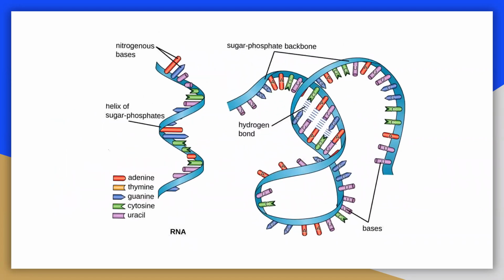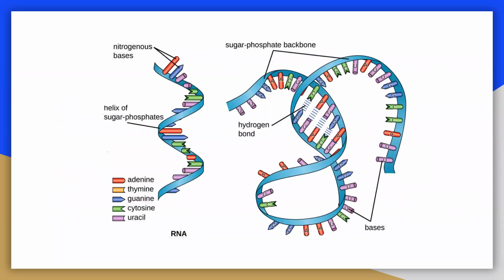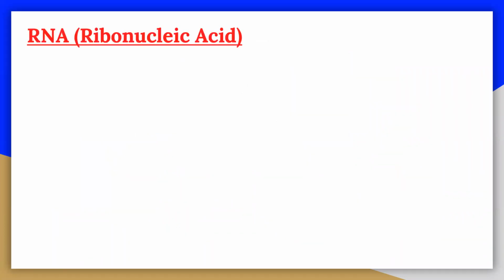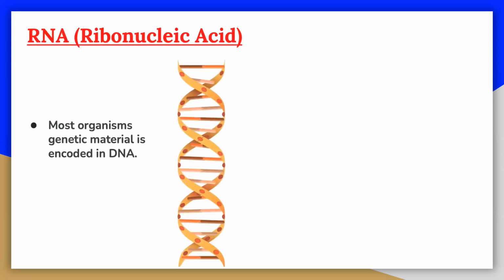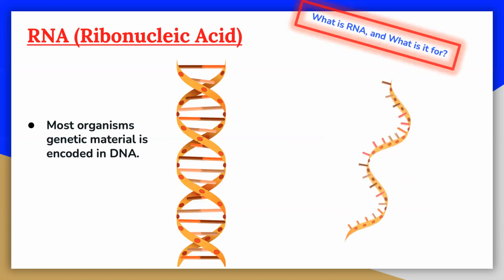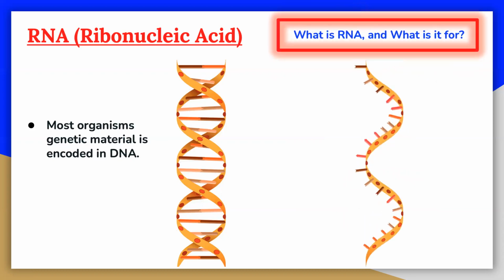Today we will be talking about RNA or ribonucleic acid and its significance in biological systems. Our genetic material is encoded in DNA. DNA is famous, but we also know about RNA or ribonucleic acid. So what is RNA and what is it good for?